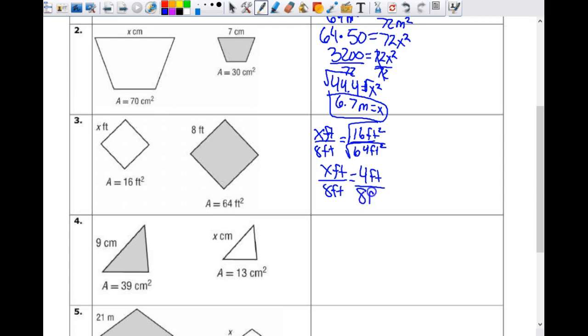8 feet. So I'm going to show you a trick. You don't actually need to cross multiply here. If you have two denominators that are the same, they cancel each other out. What's the answer going to be then? x is equal to 4 feet.